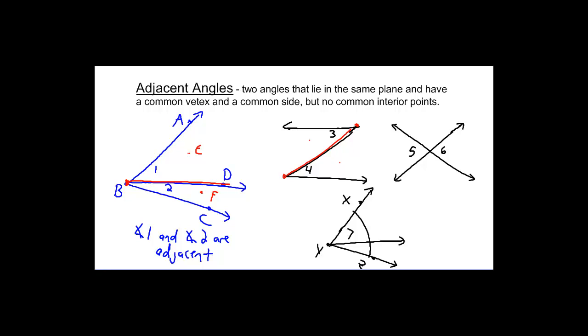The second one, angle 5 and angle 6, are also non-adjacent. They have a common vertex and no common interior points. However, they do not have a common side. And the last one, angle XYZ, which is our biggest angle here, and the smaller angle 7 are non-adjacent as well, because even though they have a common vertex and a common side, they do have common interior points. For example, point W here is in both angle XYZ and angle 7, therefore it is also non-adjacent.